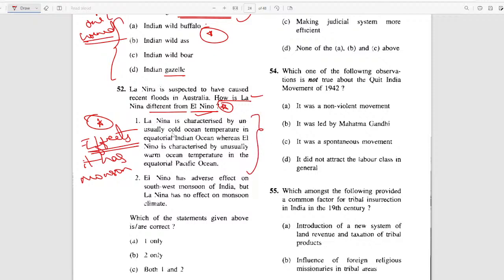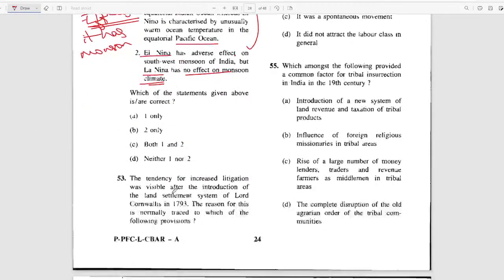La Nina is characterized by unusually cold ocean temperatures in the equatorial Pacific Ocean, whereas El Nino is characterized by unusually warm ocean temperatures in the equatorial Pacific Ocean. El Nino has an adverse effect and La Nina has no effect. So you have to understand what is El Nino, what is La Nina, which one has what kind of effects on the Indian monsoon. And currently, if there is any particular type of El Nino or La Nina, you have to go through that also.